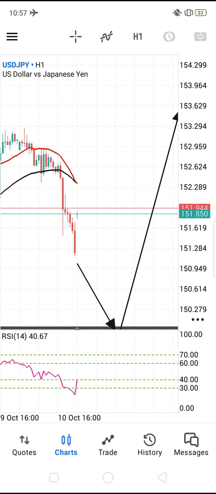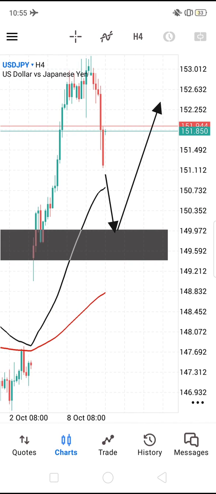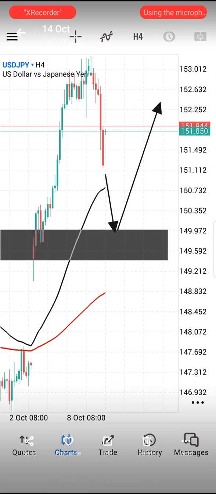I use the 200 moving average and 50 moving average on the 4 hour time frame and daily. And I use the 20 moving average and 50 moving average on the 1 hour, 30 minutes and 15 minutes.